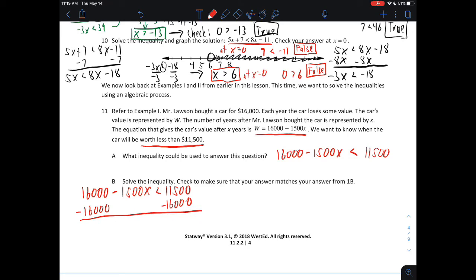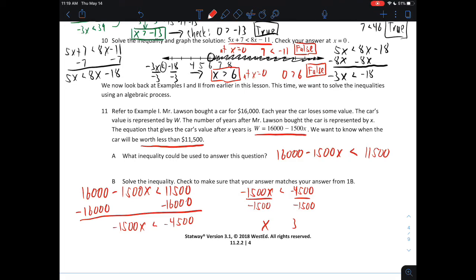And when I do that, all I'm left with on the left-hand side is the minus 1,500X, that's the negative 1,500X, is less than, and then 11,500 minus 16,000 is negative 4,500. And now I need to divide by negative 1,500 because I want to leave the X on the left-hand side. So if I divide by negative 1,500, remember that means that the X stays where it is. I'm just getting rid of the number by the opposite operation. Negative 4,500 divided by negative 1,500 is 3.